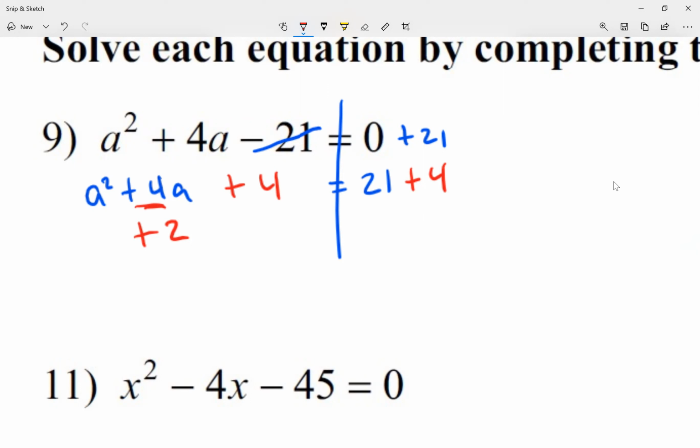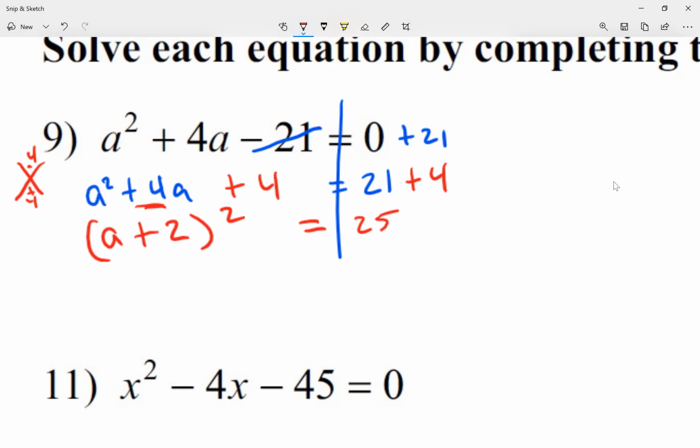The nice thing is the left side, a squared plus 4a plus 4. If I ask you to do the diamond thing, remember what we used to do, look for numbers that multiply to 4 but when you add them equal 4. The nice thing is that you're going to get 2 and 2. We're going to get this squared. If I was to factor the left side, it will give me a plus 2 all squared is equal to 25, right? 21 plus 4. Technically, on the left side, we were able to complete a square. We made it all squared. That's why this method is called completing the square.